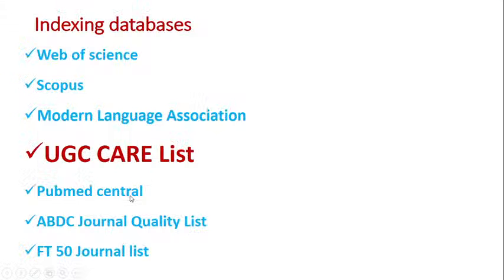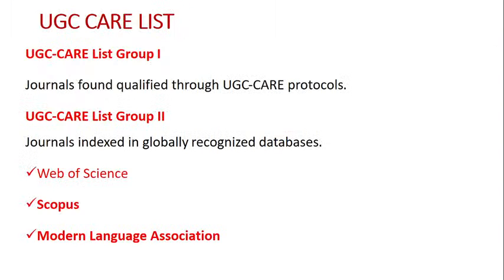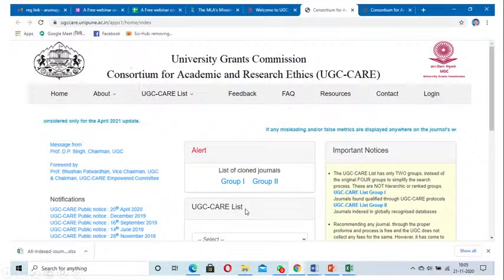Okay. So now next I go to UGC care list. So UGC care list means I am giving the screenshot. UGC means University Grants Commission. So it is the governing body for all the universities. They will monitor the quality of all the research scholars. UGC everyone knows; CARE means Consortium for Academic and Research Ethics. So just type UGC care directly, you will come to this particular site.